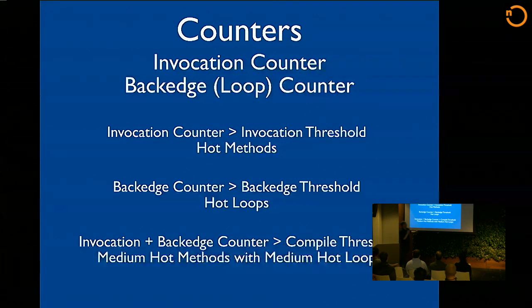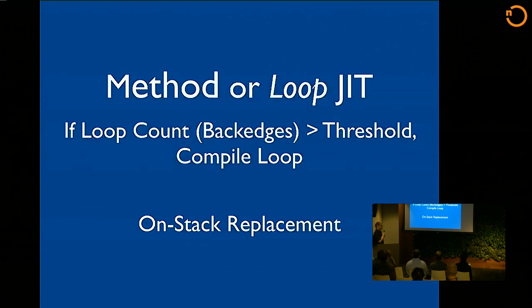There is a compile threshold that is actually when the invocation and back edge counter together exceed some number. So there's an invocation threshold. If you're over that, you compile the method. There's a back edge threshold. If you're over that, you compile the loop. And then there's the compile threshold, which is a combination of the two, where, again, you compile the method. So HotSpot is not just a method JIT, it is also a loop JIT. As far as I know, this is not true of most of the JavaScript engines.